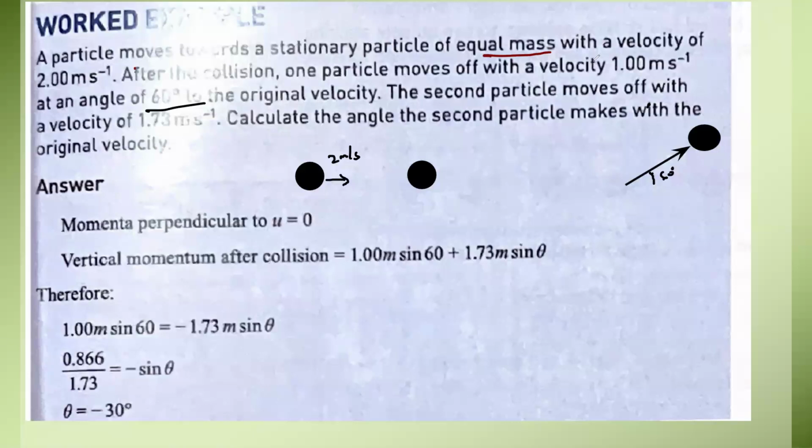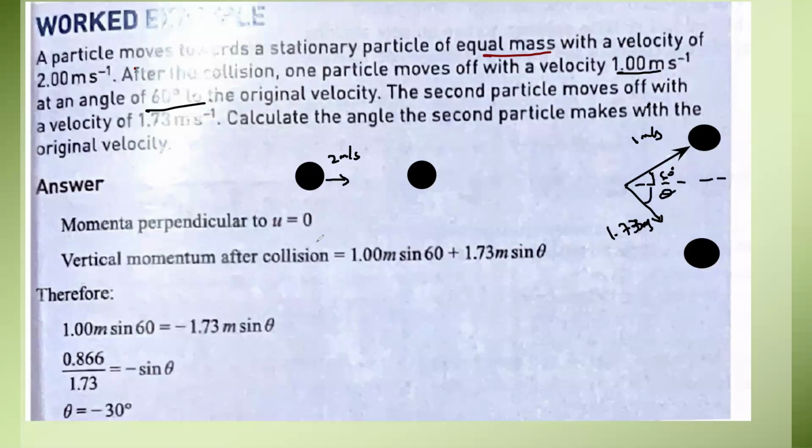So one of the particles moves off with a velocity of 1 meter per second, at an angle of 60. The second particle moves off with a velocity of 1.73 meters per second. Calculate the angle of the second particle. So we need this angle. We know the velocity is 1.73 meters per second, and this angle is unknown. We can say theta.